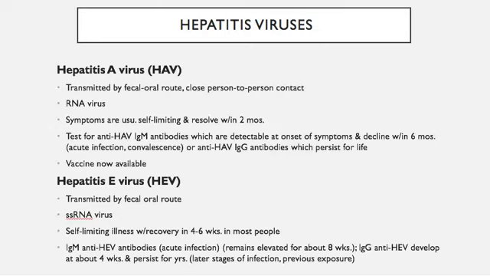And then the IgG anti-HEV test, so the IgG antibodies start to develop at about 4 weeks, and they're going to persist for years. So positive IgG is going to indicate a later stage of infection or the previous exposure.